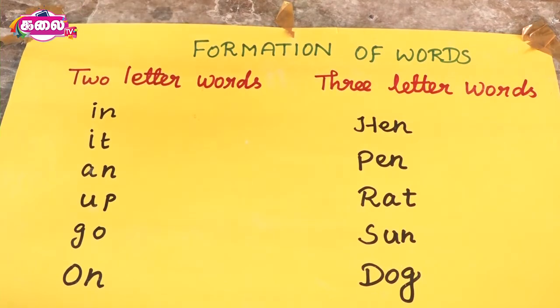A group of letters is called a word. Likewise, a group of words formed in correct order and which makes sense is called a sentence. For example, she is a teacher. I am a student. These are sentences.